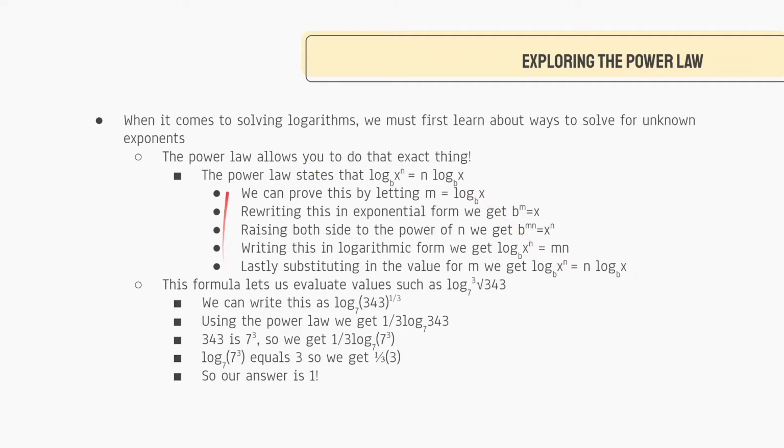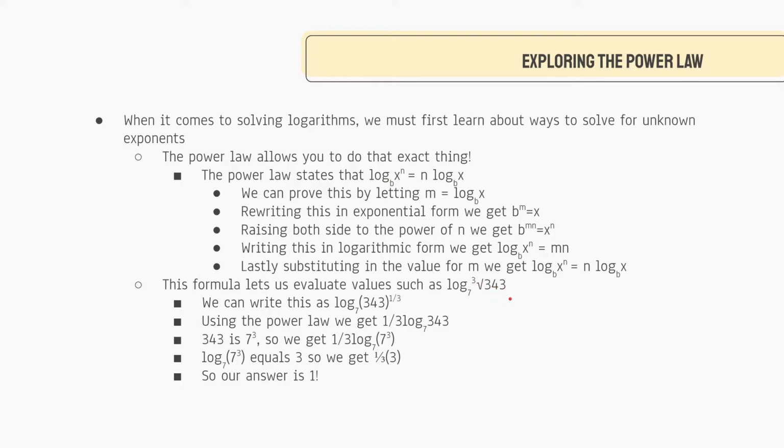So this derivation you have to know how to do. You also will have to know the next derivation we're going to explore. However, first I want to show you why this formula is extremely useful. So for example, we're given this awful looking thing over here. So what do we have? We have log base 7 of the third root of 343.